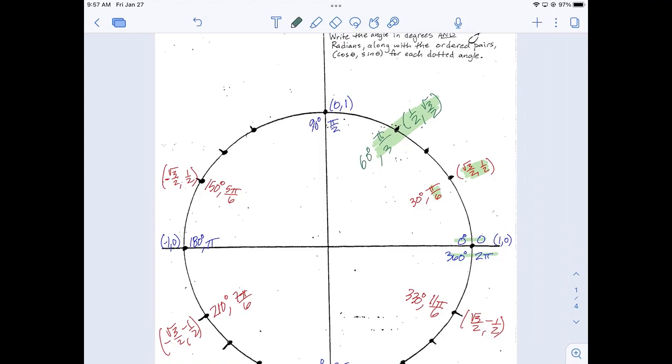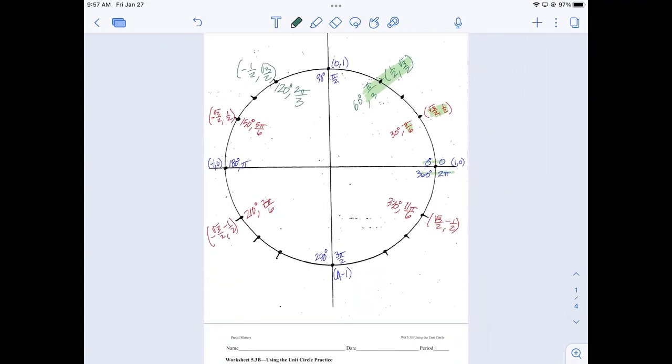All right, so now we do the other 60-degree angle over here. 180 minus 60 is 120 degrees. And we're pi thirds short of pi, which is 2 pi thirds. And that ordered pair is negative 1/2, positive square root of 3 halves. We're in quadrant 2.